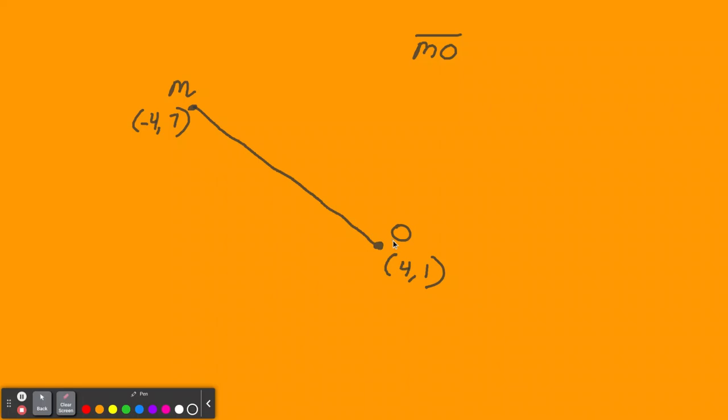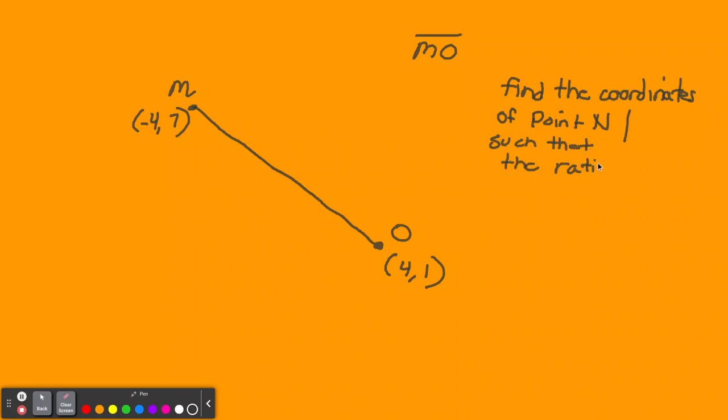So what's our question now? Let's write the question over here. Let's say: find the coordinates of point, let's say point N. Now the coordinates of point N, remember what that means? Such that the ratio of line segment MN to NO is 3 to 1.